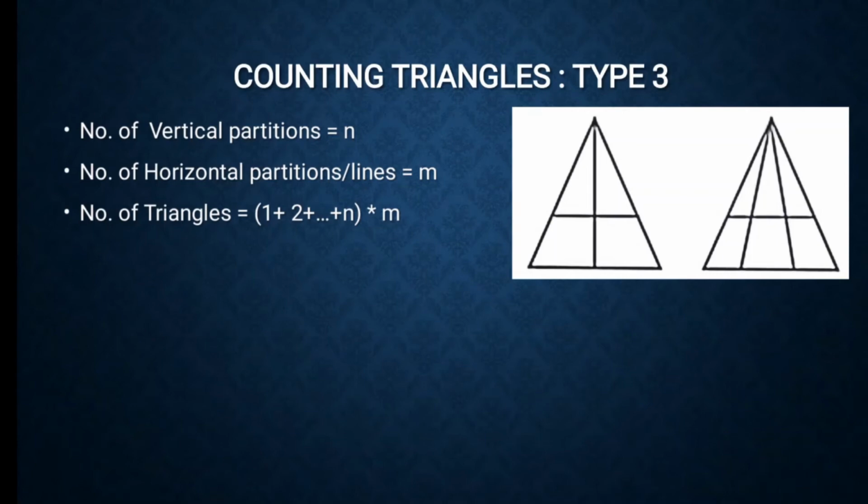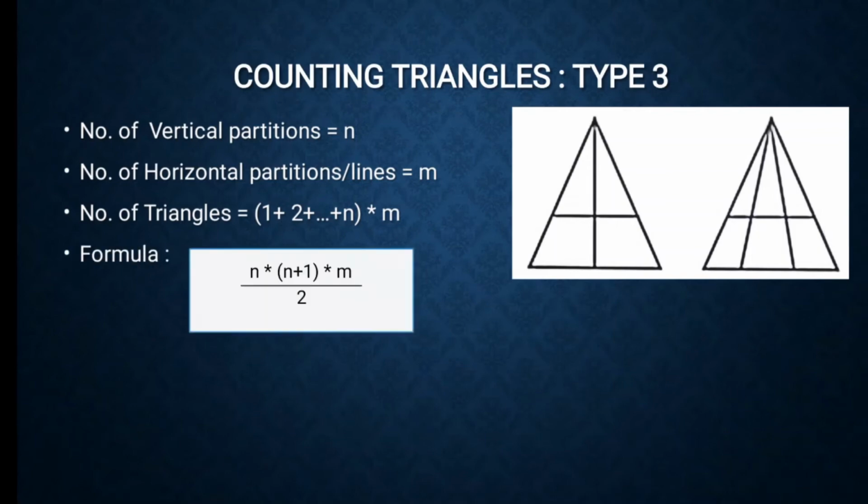Let's say in type 1, what did you do? You added the numbers up to n. So that is what I am doing. I am adding the numbers up to n, and after that I am multiplying it with the number of horizontal lines. Now let us make a formula for the same. The formula will be as it was in the first case, the type 1 question, n into n plus 1 by 2, into m, that is the number of horizontal lines or horizontal partitions.